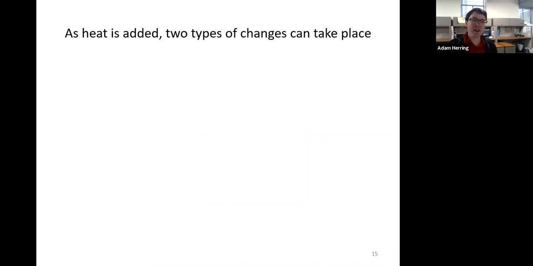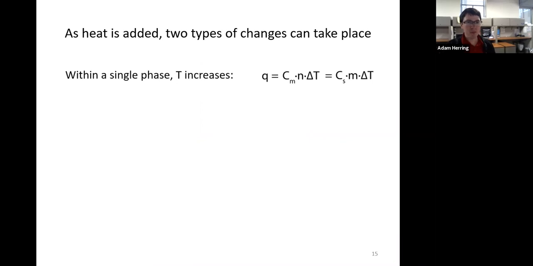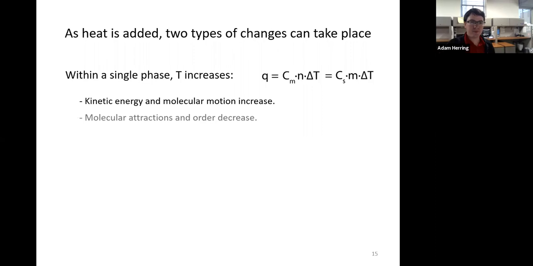So again, when we add heat to a substance, we can get two types of changes depending on what phase it's in. Within a given phase, the temperature will always increase when we add in heat. What's happening is that as we increase the temperature, the kinetic energy increases, as we learned from kinetic molecular theory. Temperature is directly related to kinetic energy, and the molecular motion increases. They move around faster. The molecular attractions are decreasing because the molecules are able to move around more, they're getting farther away from each other, and it's becoming more disordered.